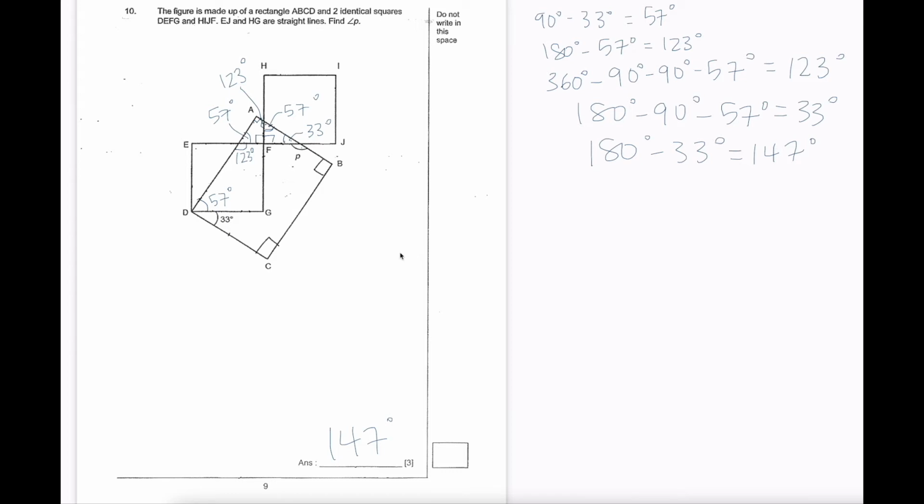Okay, a bit complicated, but if we maneuver it one by one, and we get closer and closer to P, we can get our answer. Okay, let's go on to the next question.